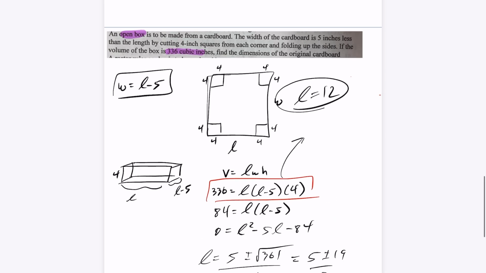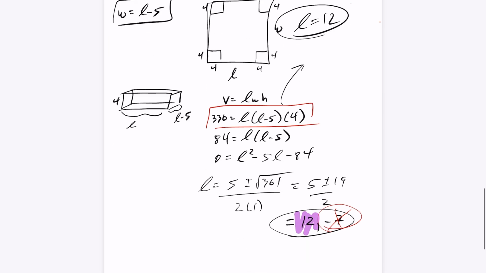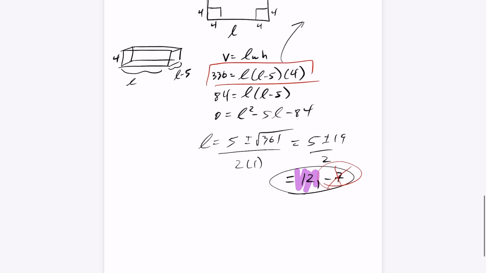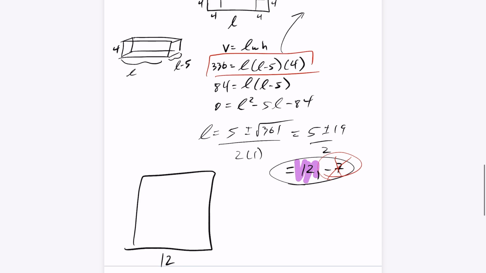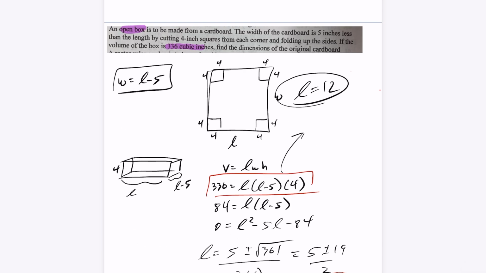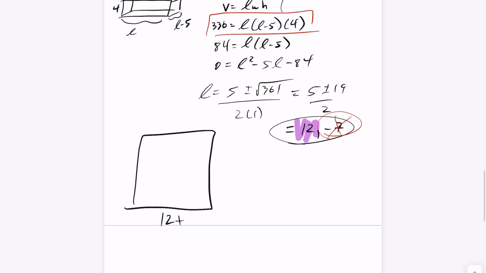Now they want to know the original measurements of the cardboard. You can see here that your L value is 12. So if we go to our cardboard here, my L value is 12. And again, this L represented the length after cutting out 8, so I'm going to have to add 8 to that. That means my L value is going to be 20. Then my W value is going to be 5 less, as we discovered, so it's going to be 7.